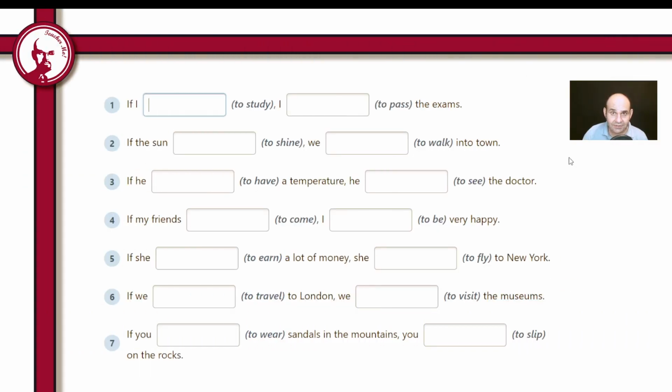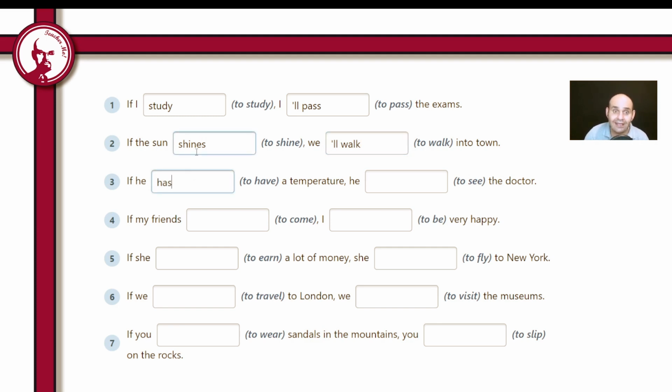Okay, exercises. We start with the same example. So in the if clause, simple present. In the result clause, simple future. So if I study, I will or I'll pass the exams. If the sun shines, you see we have a singular subject here, so we add s at the end of the verb. Simple present. And result clause, simple future. We will walk into town. Tell me about the third one quickly.